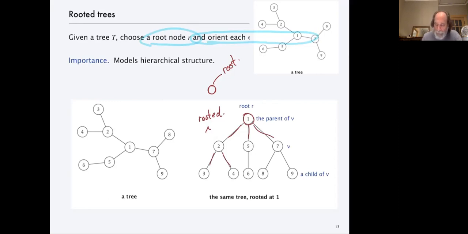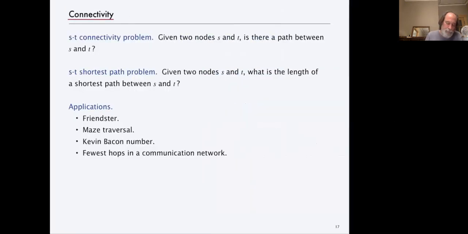And then we talk about this as representing a hierarchical structure. And we have terminology related to that. So, for example, the node closer to the root than a node V is the parent of V. And if you have a node that's one farther from the root, that is a child of V, etc.